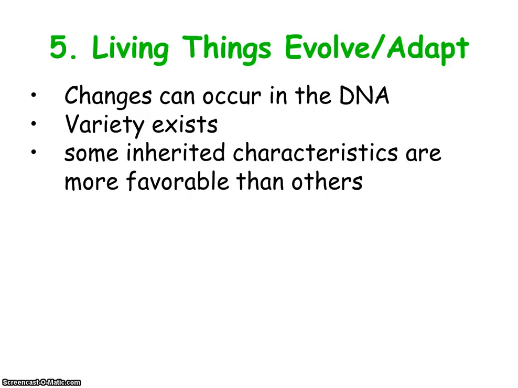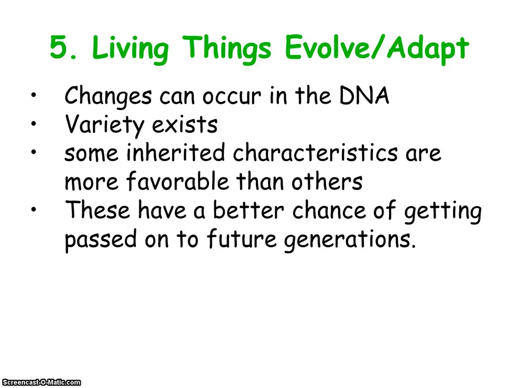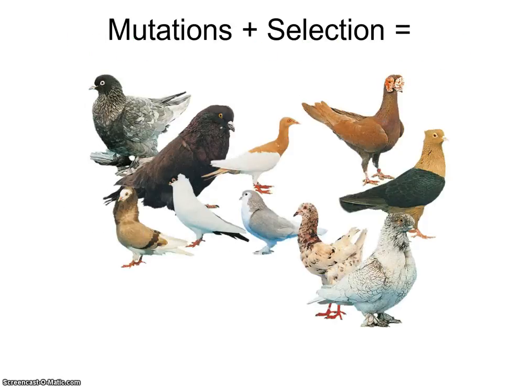And the idea is that certain characteristics may be more favorable than others. If that's the case, then organisms that are carrying those better characteristics will tend to live longer and pass them on. So over time, what we can see is an entire population changes.